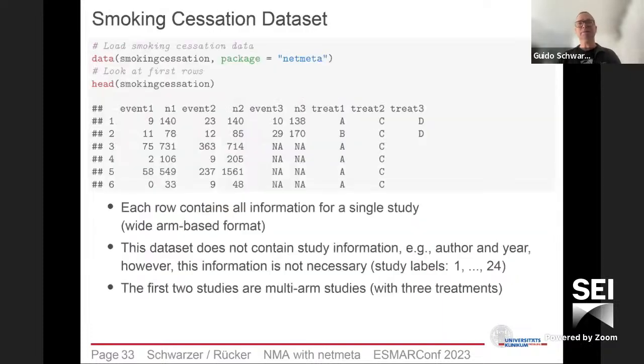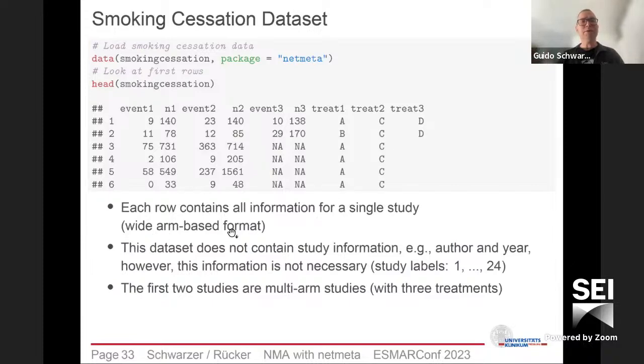Let's now move on to the next example. So this smoking cessation data. And if we look here at the data, what we see is that each row in this data set corresponds to a single study. And these are really all the variables in this data set. As you can see, we do not even have study labels here. But as it's clear that one row is one study, we actually do not really need them in the analysis.